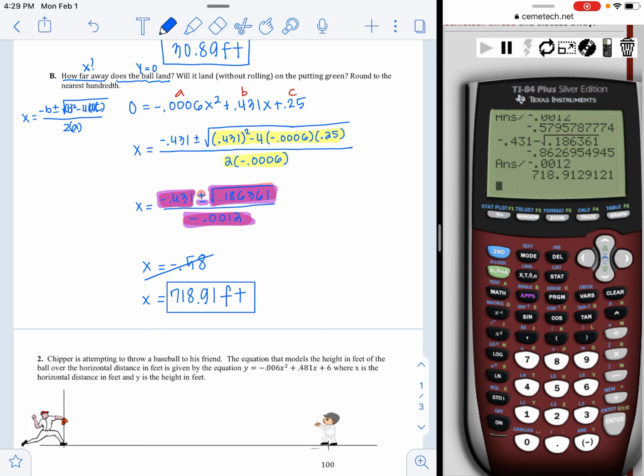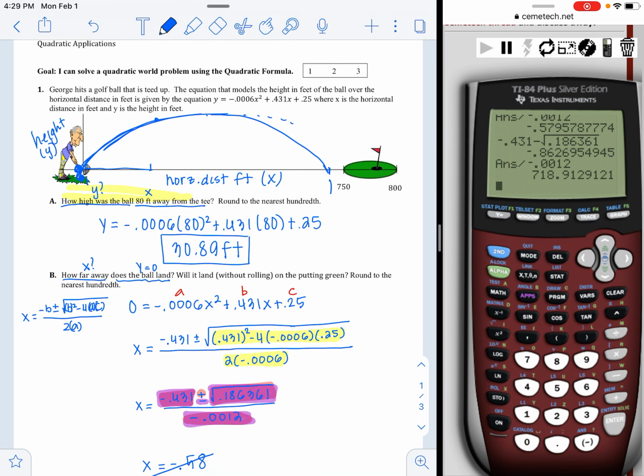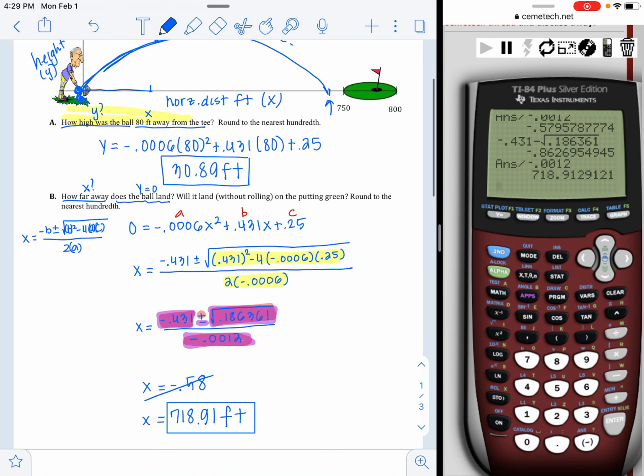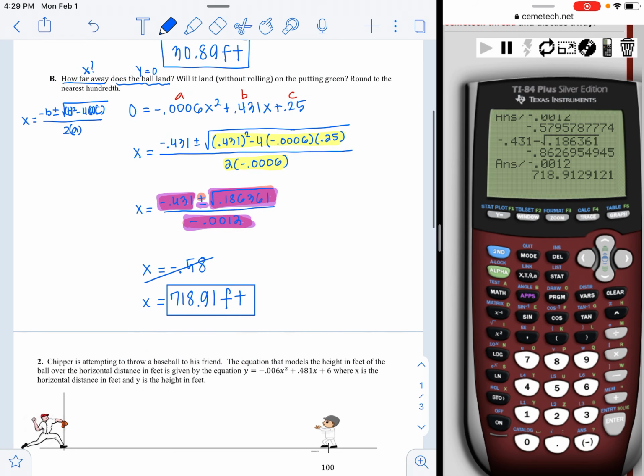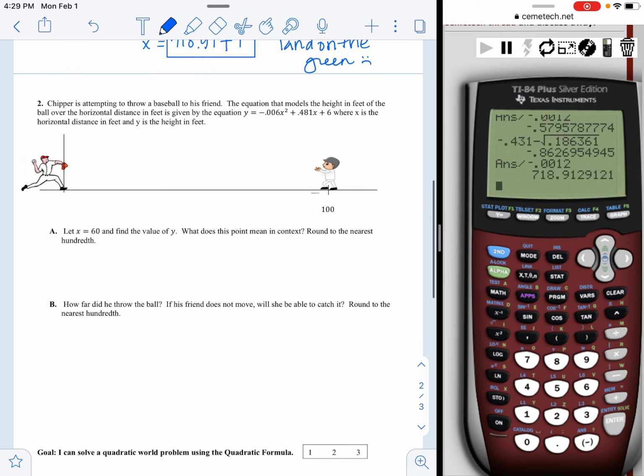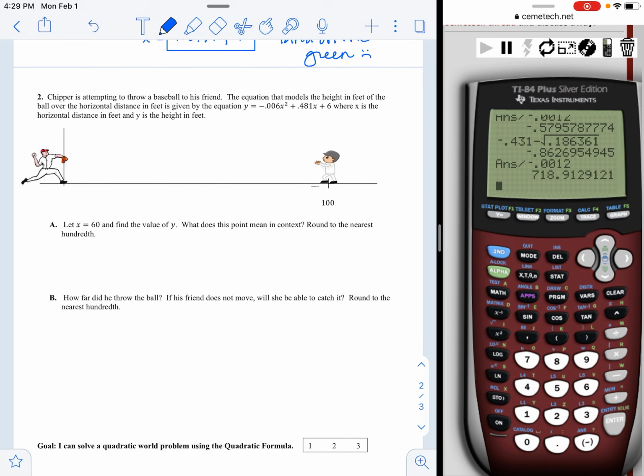Now, also what I want you to realize is it asks you a follow-up question. Will it land on the putting green? So if you look, 718 feet is right here, and the putting green is right here. So no, it will not land on the green. Sad face. Okay, next one.